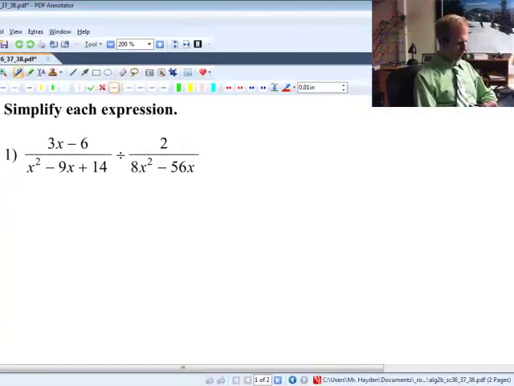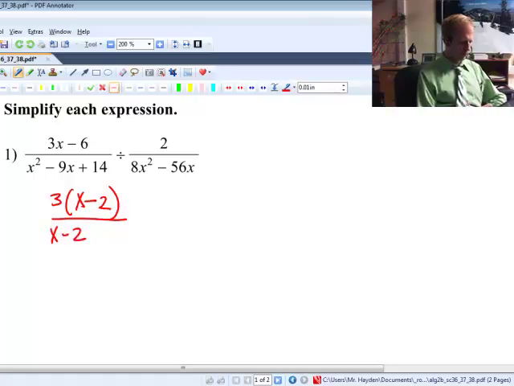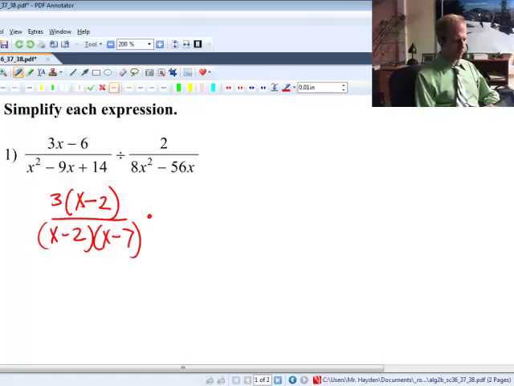Alright, in the first problem I'm asked to simplify an expression that has division of two rational expressions. So the first thing I want to do is factor both fractions. If I factor 3x minus 6, I get 3 times x minus 2, and then x squared minus 9x plus 14 becomes x minus 2 and x minus 7.